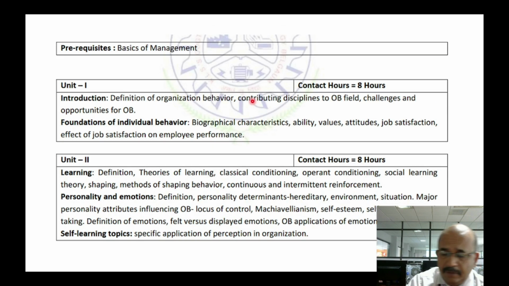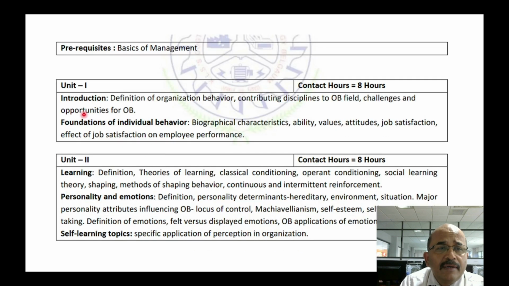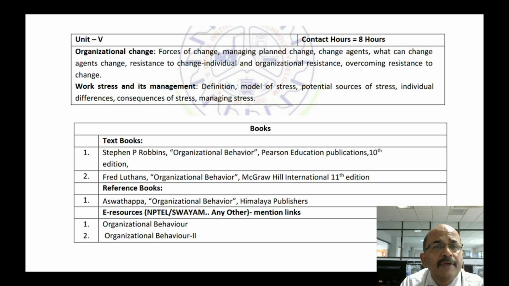So in this course, mainly it is dependent on unit number 1, unit number 2 and unit number 3, which focus on the individual in an organization. Unit number 4 focuses on the groups in an organization and communication in the organization, and unit number 5 focuses on organizational change and also work stress management.